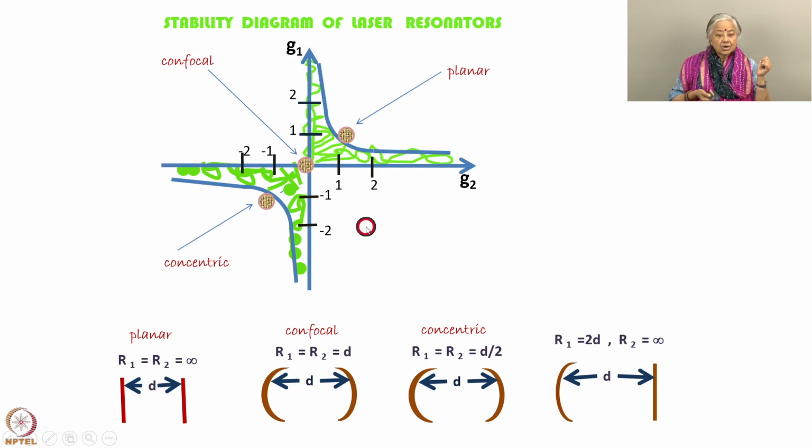Now you come to another, which is concentric. By concentric I mean R1 equal to R2 equal to d by 2. So, the radius of curvature of these concave mirrors is half this distance d. Then it is called a concentric resonator. Once you put in all those values, you will find that it falls just here at the edge. So, it is just about stable and can move into this unstable part if these numbers are not exact.